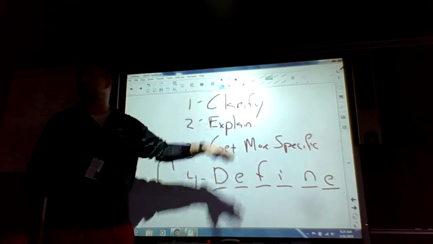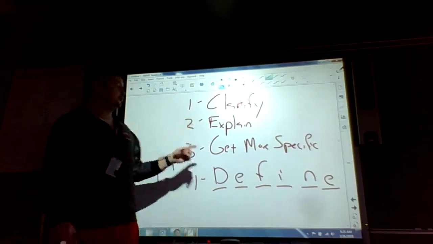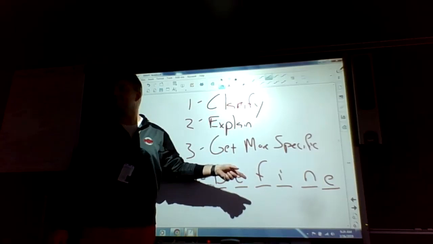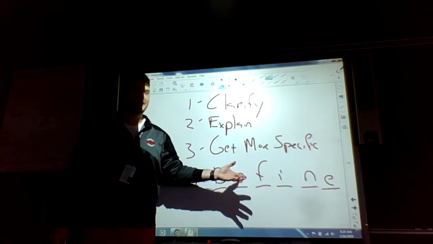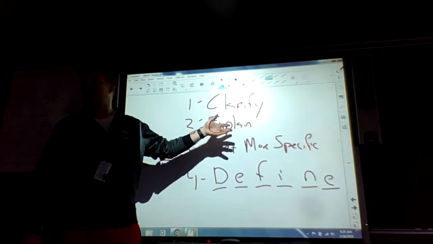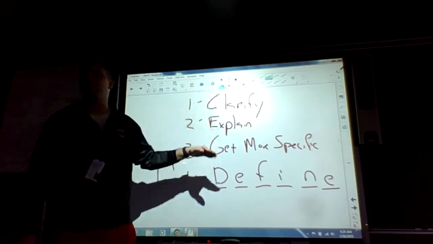Now, these words on their surface seem like there's quite a bit of overlap. Do you define and clarify at the same time? Is that a thing? Yeah. Is it a thing to get more specific and to explain? Yeah. Is it a thing to get more specific and define? Yeah. There's a lot of overlap here.